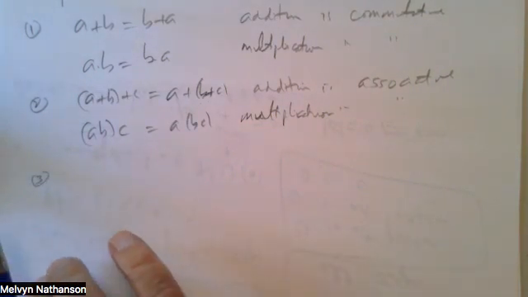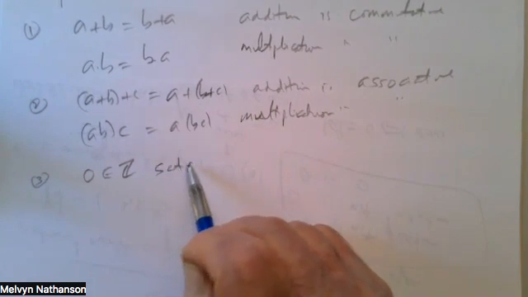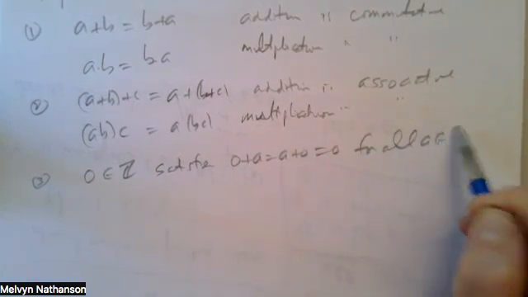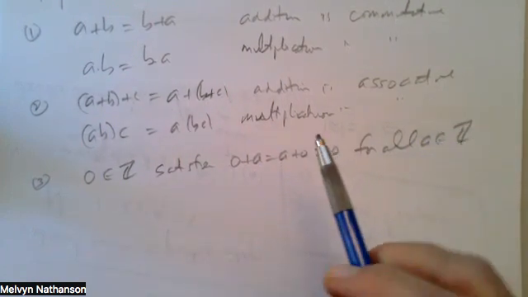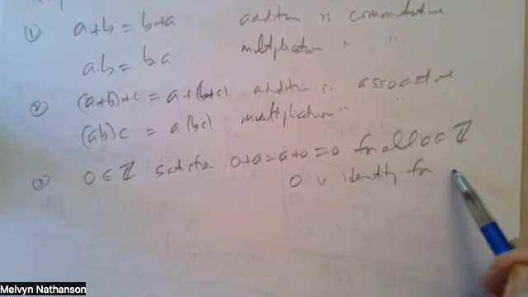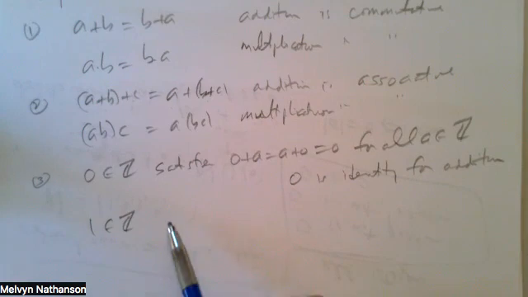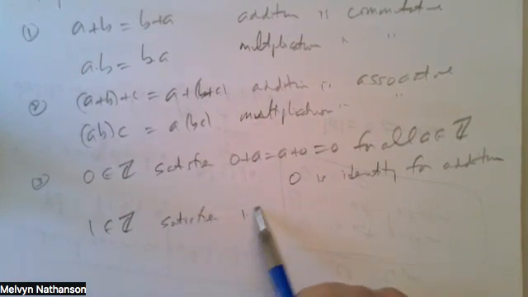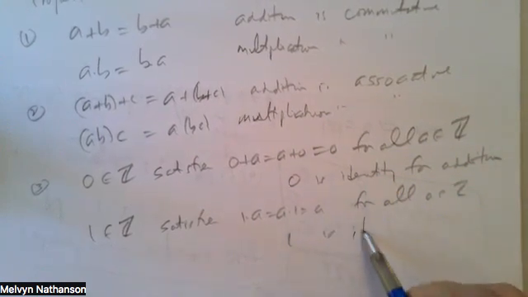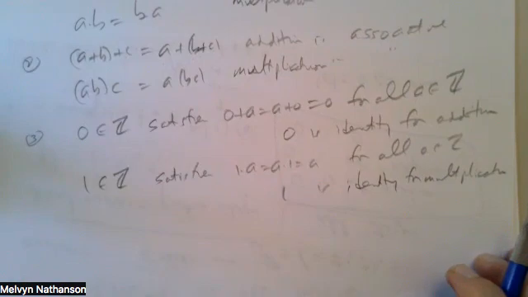Then there's an identity element. 0 in the integers has the property that 0 plus a, and a plus 0, is a for all a in the set of integers. In other words, 0 is an identity element for addition. And for multiplication, the number 1 has the same property. 1 satisfies 1 times a, and a times 1, is a for all a in Z. So 1 is the identity for multiplication. Right?